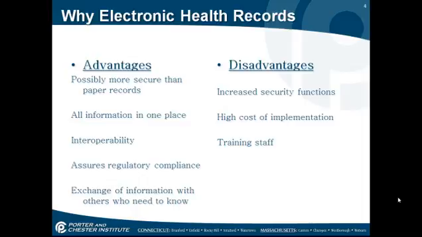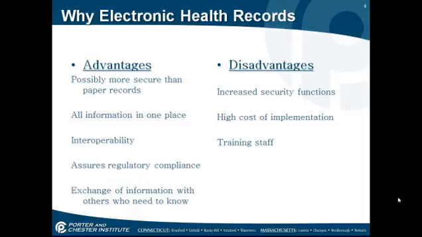And when you look at some of the advantages of having an electronic health record, it would be to have possibly more secure records than with paper records. And the reason we say possibly is because everything that is done in an office could be done incorrectly, and we want to make sure that whether it's electronic or paper, we're doing everything possible to make sure that these records are secure. All the information is going to be in one place with an electronic health record. It'll all be under a patient's file, and it will be everything clinical, administrative, and also the ability to get information from other providers all in one place.